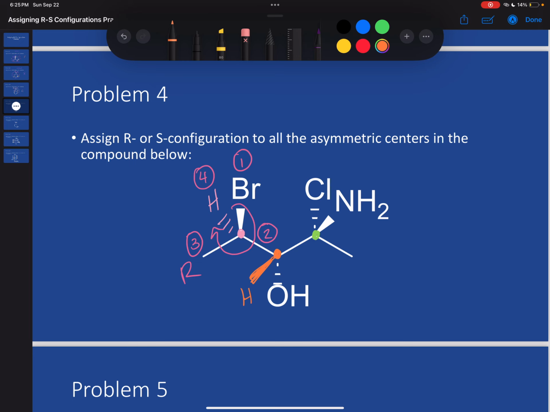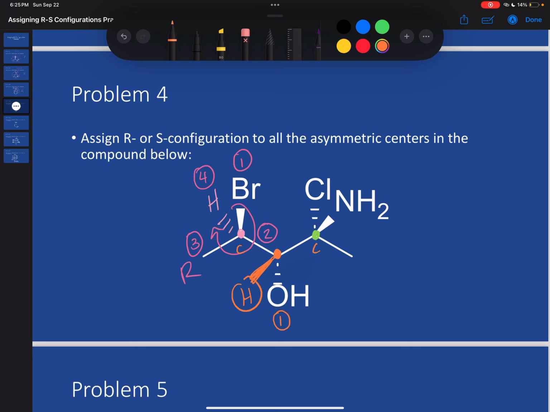The second one, we'll assign our priorities. Well, oxygen is higher priority than my carbons and my hydrogen. Be careful. Do not just go, oh, bromine's highest priority, 1. No. We first look at the atoms immediately bonded to the asymmetric center, which is here. That is a carbon, carbon, hydrogen, oxygen. Those are the first 4 that I am comparing. So that's why oxygen is 1. Hydrogen we know will be 4, so let's go ahead and knock him out.